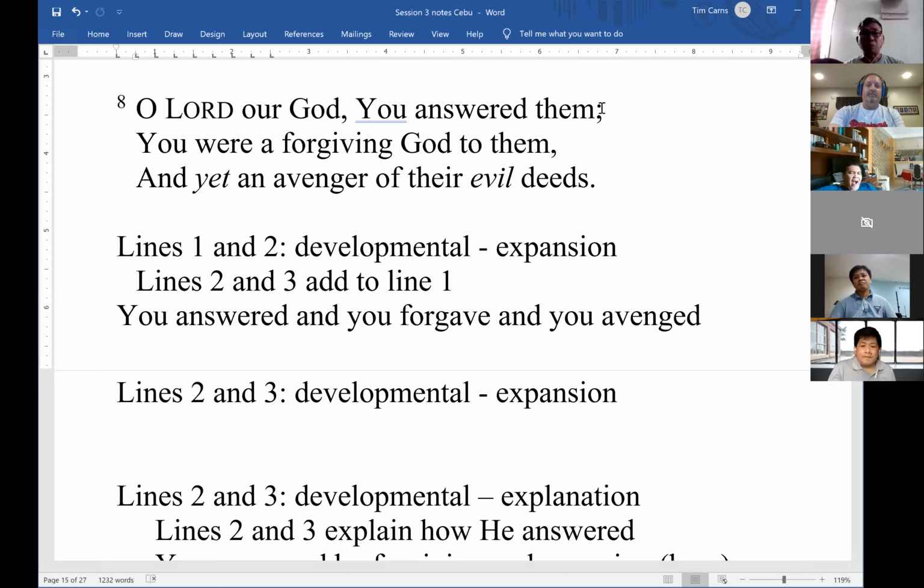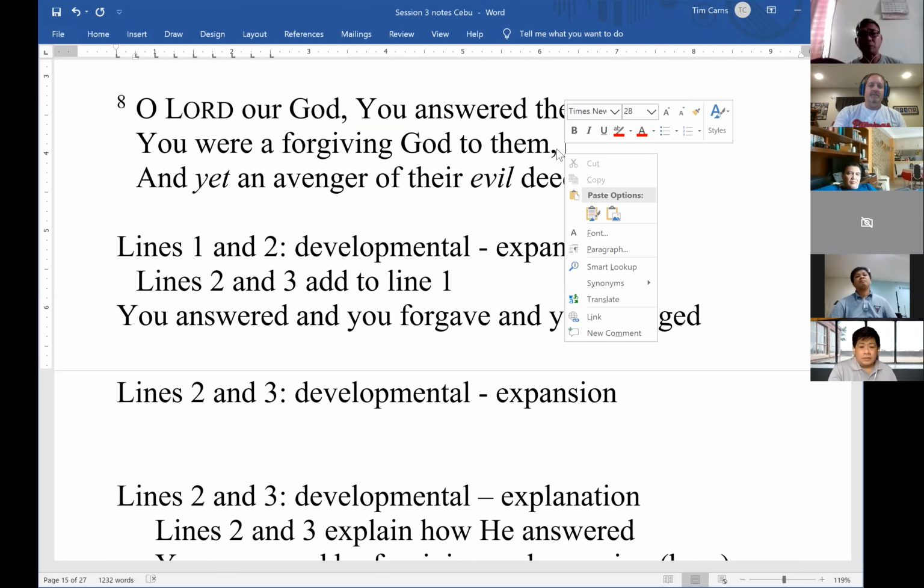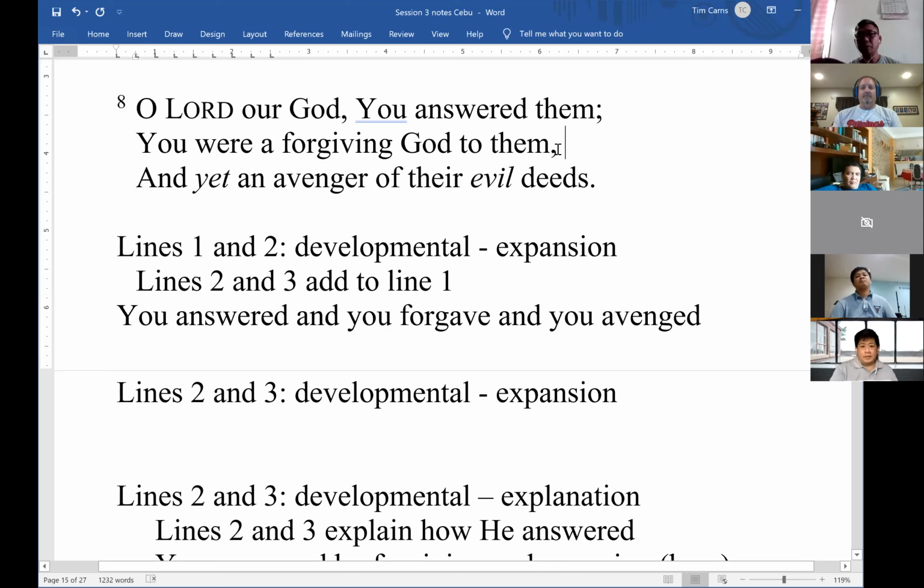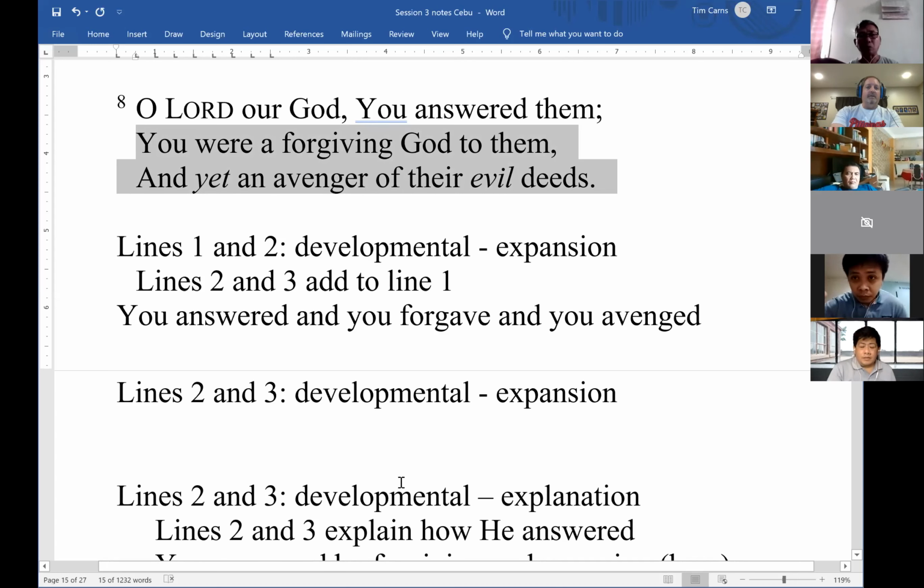That's why they made this a semicolon, because that's a hard break compared to a comma, which in English is a less disruptive pause, if you will. So all that to say, I think the New American Standard interpreted that lines 2 and 3 are more tightly connected, and they're doing something to line 1.